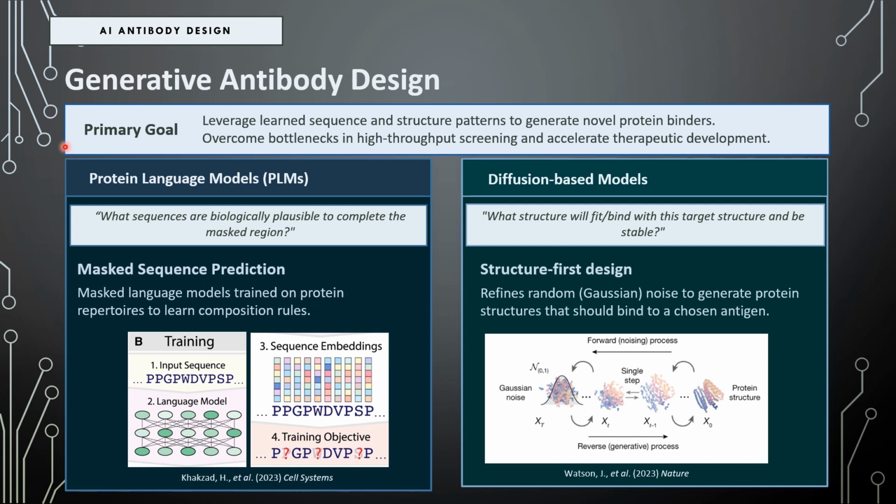So there are two major classes. One, we have protein language models, which is the major focus of our optimization, and we have diffusion-based models. Protein language models, or PLMs, focus on what sequences are biologically plausible to complete a masked region of a total protein sequence it's given. Whereas diffusion-based models are trained to understand what structure will fit or bind the target structure and be stably folding and interacting.